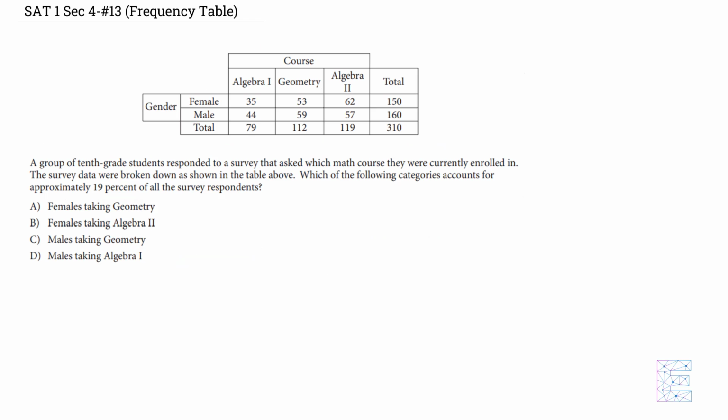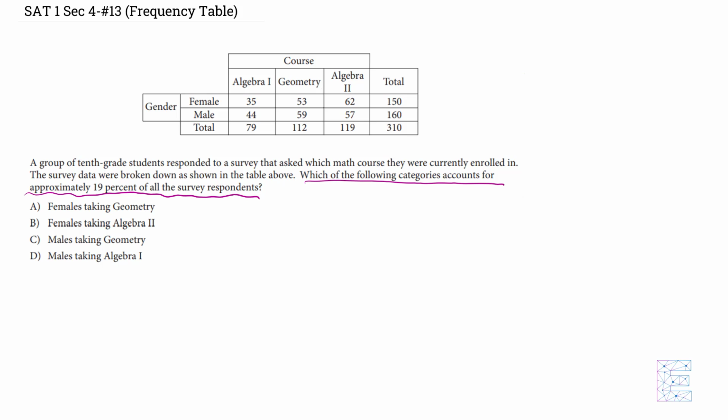Here's another two-way frequency table. A group of 10th grade students responded to a survey that asked which math course they were currently enrolled in. The survey data were broken down as shown in the table above. Which of the following categories accounts for approximately 19% of all survey respondents? So which of the following categories accounts for approximately 19% of all surveyed respondents?